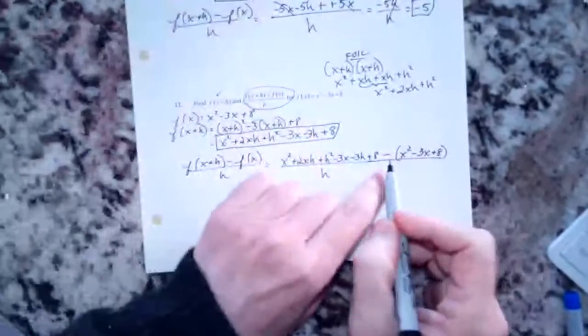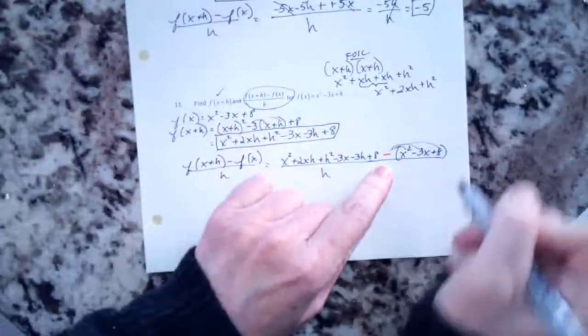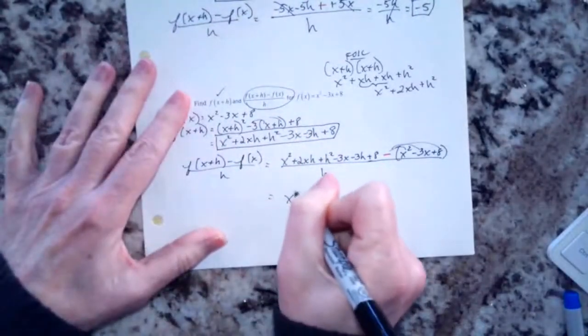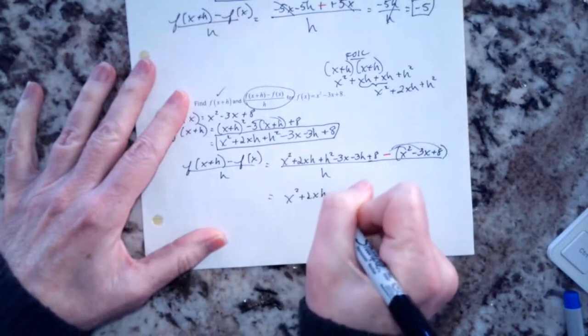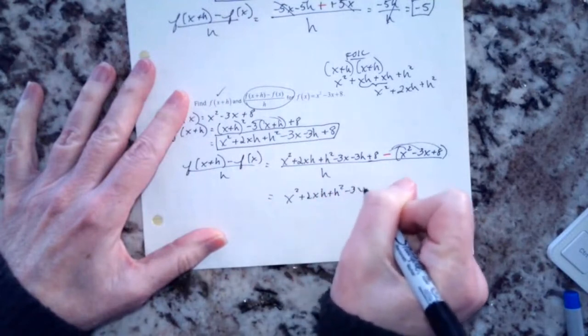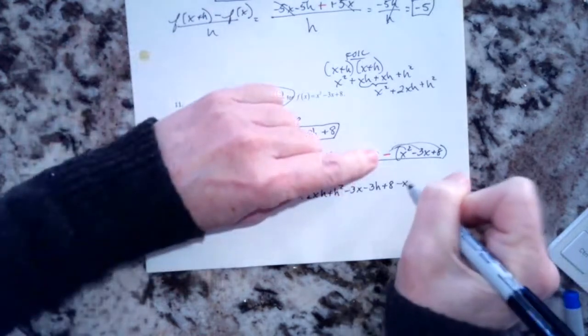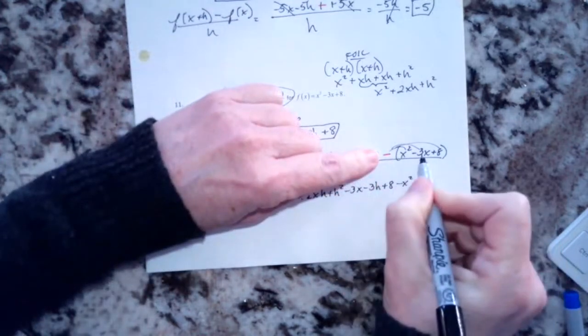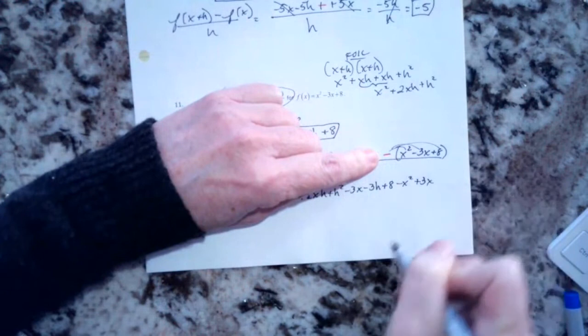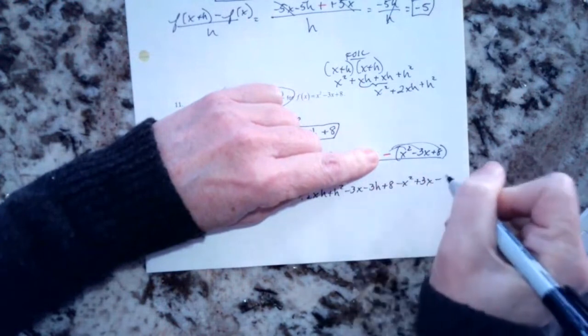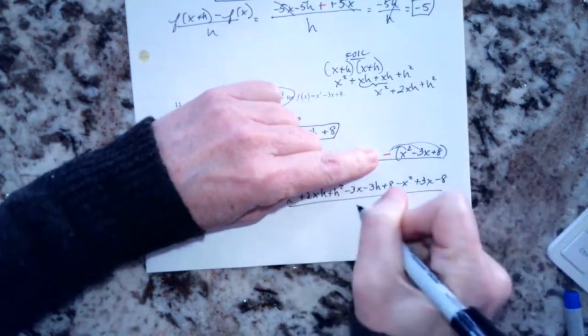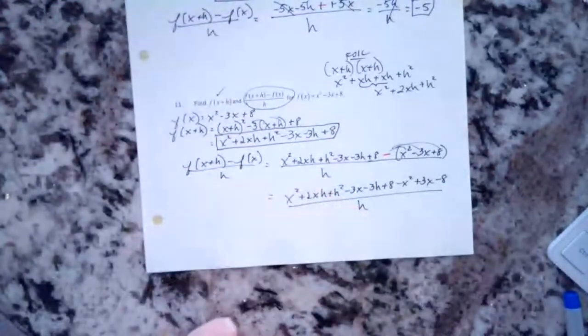It is a place to trip over here. You're going to have to distribute that. So let me do this. I'm going to rewrite all this first part, h squared minus 3x. Okay, now minus x squared, a negative times a negative 3x gives us a positive 3x, and a negative times 8 gives us a negative 8, all of that over h.